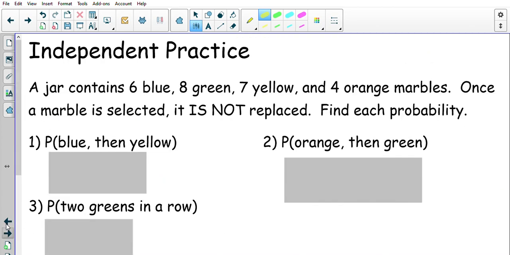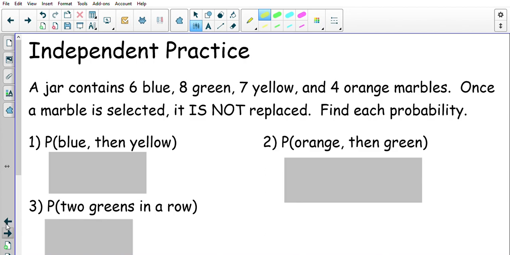All right, I put some independent practice in here before we finish this video. Go ahead and give these three a try. Don't forget to pause the video. These are dependent probability. Okay, hopefully you paused the video and tried each of these.